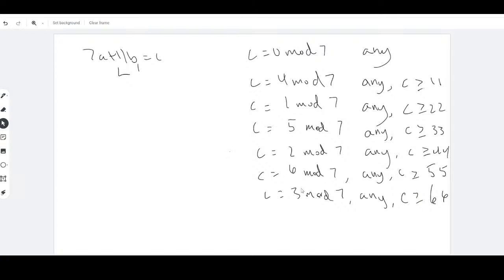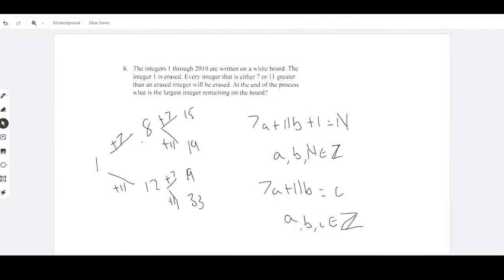Okay, now we have a full census of what solutions of C we can get, right? Essentially, for any C you will have a solution, but whatever C mod 7 is, you have to check if C is above that minimum value. Our original problem here was: what is the largest number of C plus 1 that we cannot have a solution for?